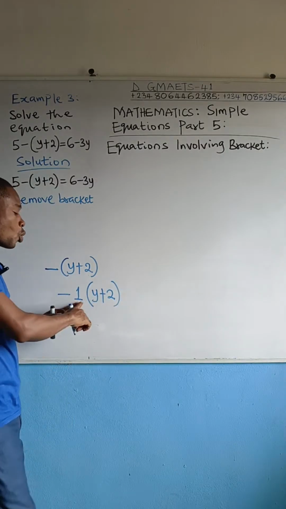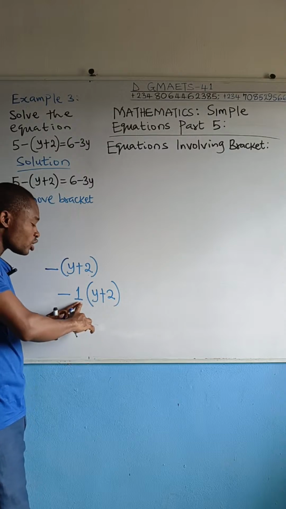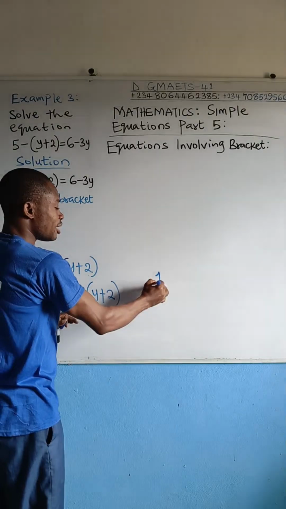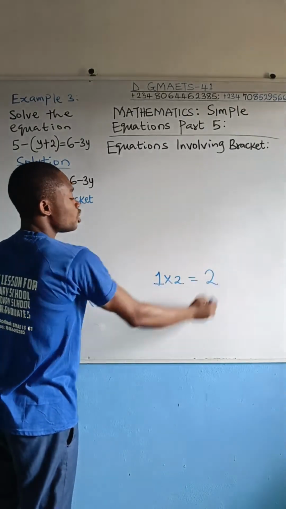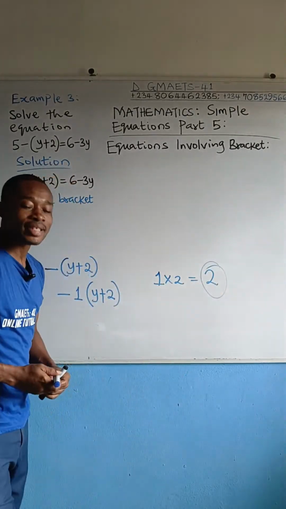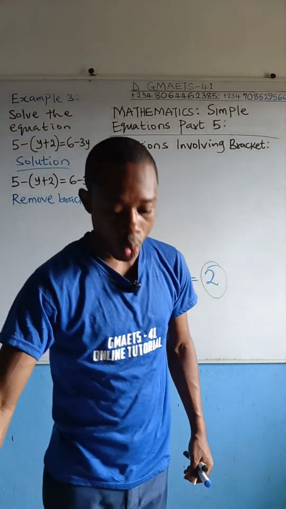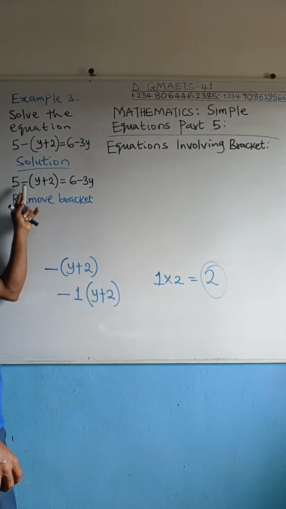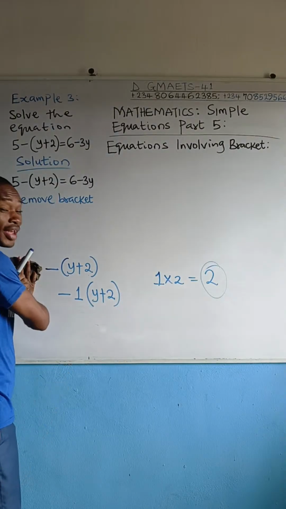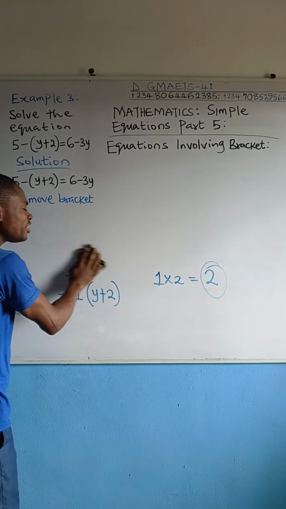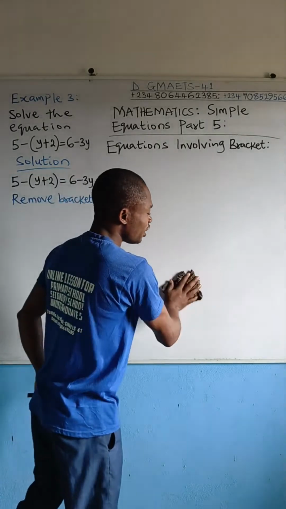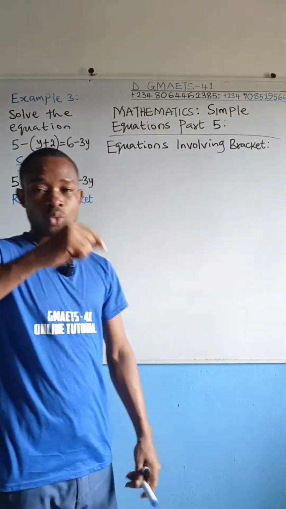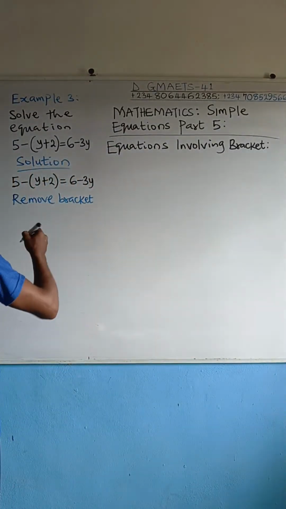If we have 1 multiplying something, we don't usually show that one. If I give you 1 times 2, it is still the same as 2. So if you see 2 alone here, it is the same as 2 times 1 or 1 times 2. So remember, what is opening this bracket here is minus 1. That 1 is invisible. What is the meaning of invisible? You can't see it. So we don't show that one. All right, let's move on.